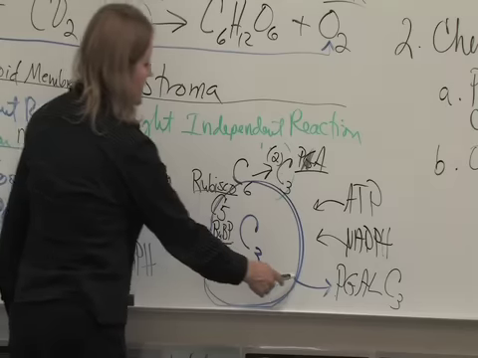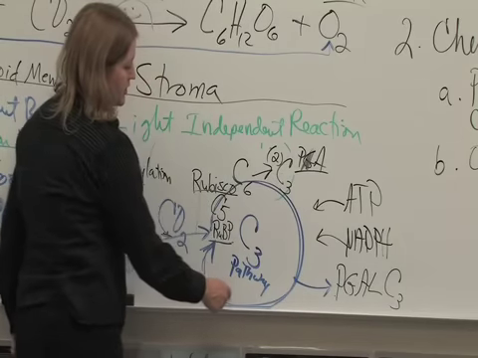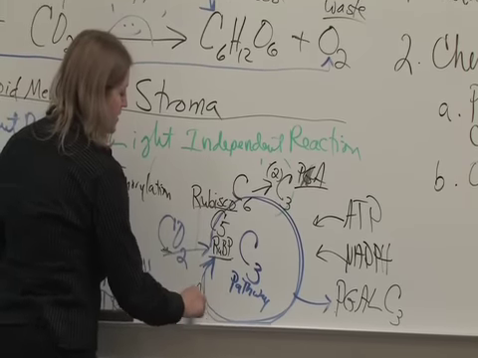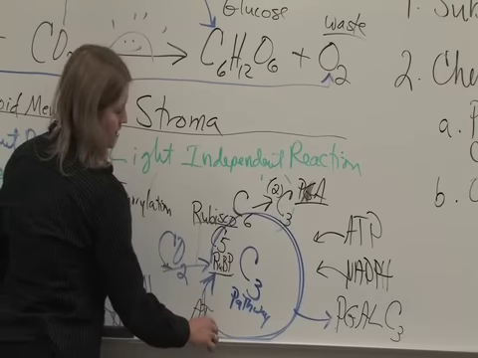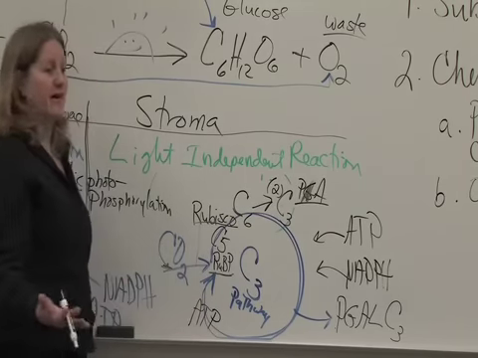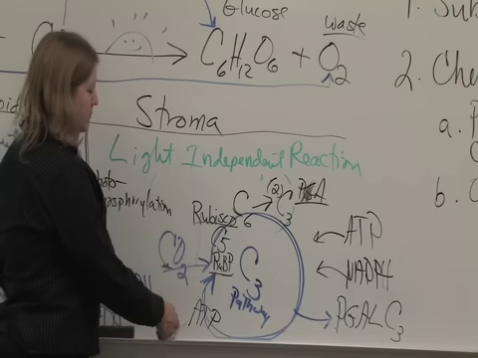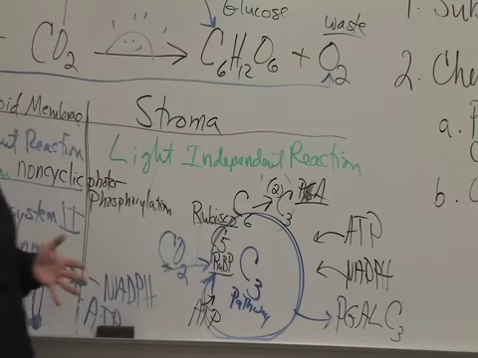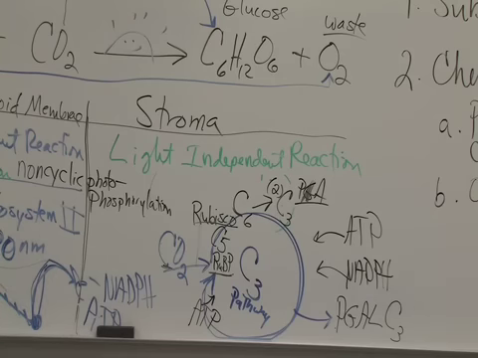Well, this regeneration to switch the PGAL to the RuBP when you're turning this cycle is going to use another ATP. You got to phosphorylate the ATP. So once ATP loses a phosphate group, what's it become? ADP. So anytime you see this ATP coming in, all it's doing is losing a phosphate group and some energy is being used to drive the reaction.